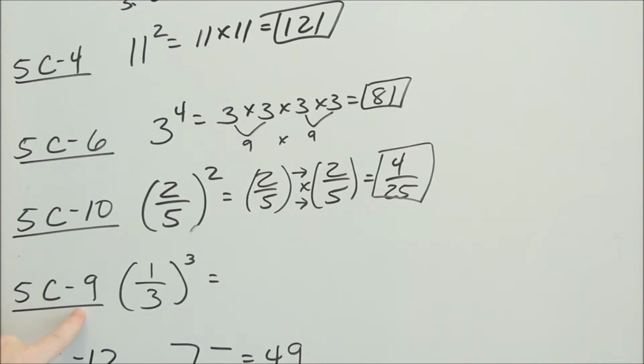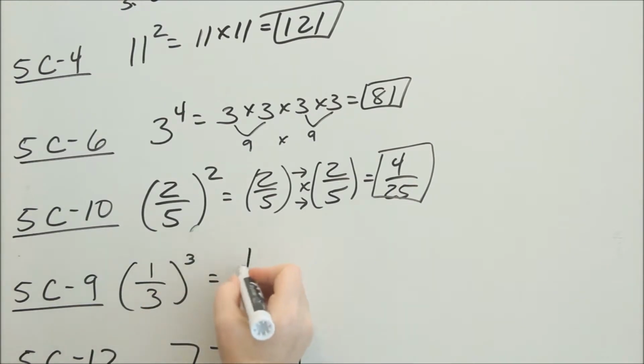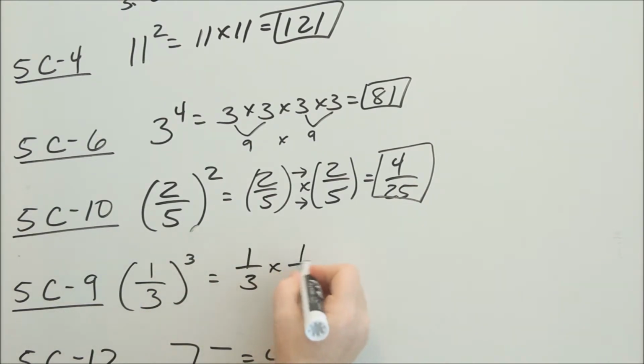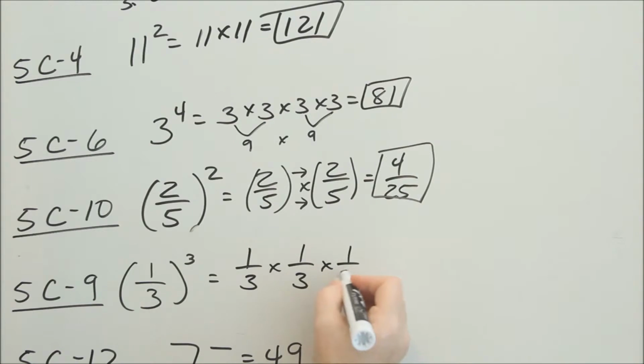Look at 5C number 9. 1/3 cubed. When it's a 3, you can say it in a special way, cubed. Cubed, C-U-B-E-D, like a Rubik's Cube. Or 1/3 to the 3rd power, or 1/3 raised to the power of 3. So what does this mean? It means 1/3 times itself 3 times. You're writing it 3 times. The exponent is 3. You should be writing that fraction 3 times.